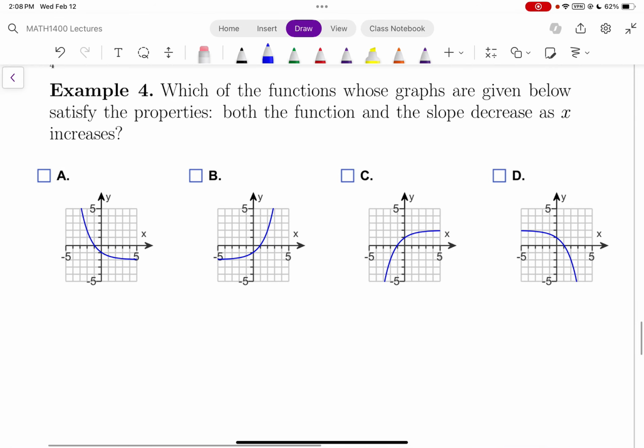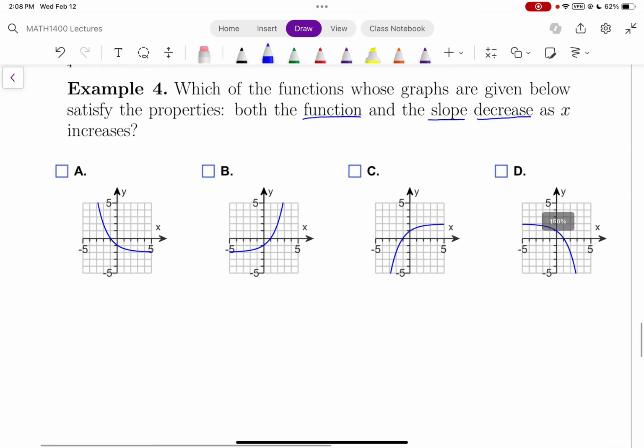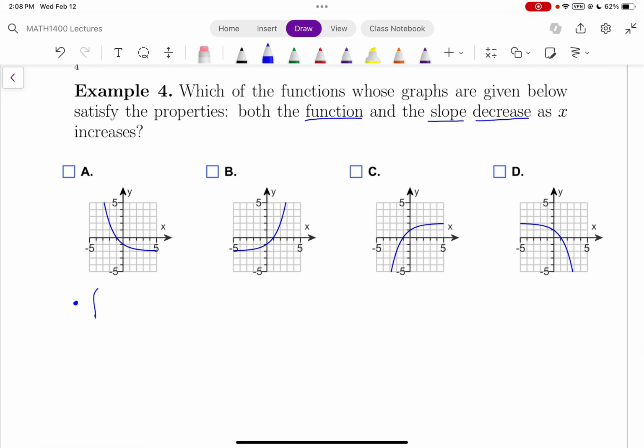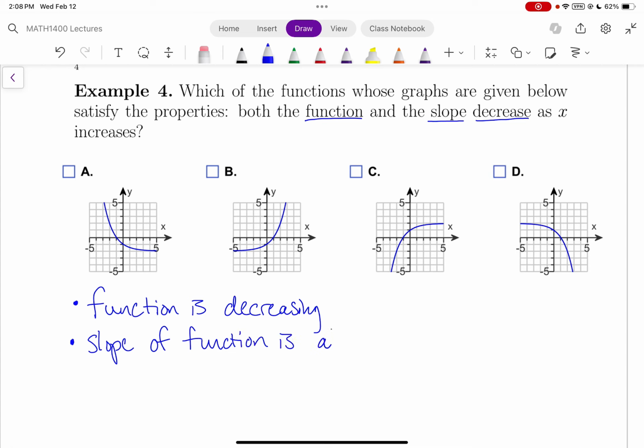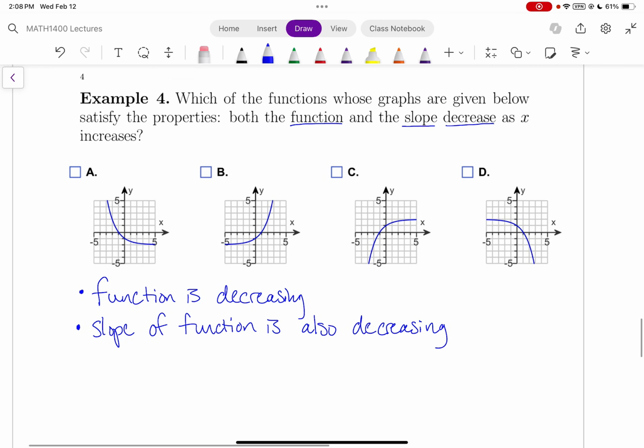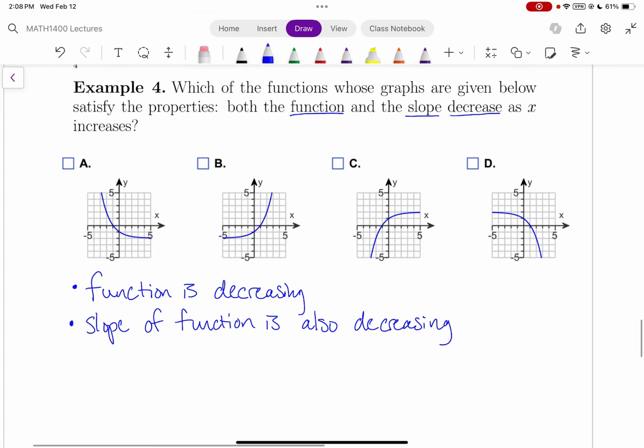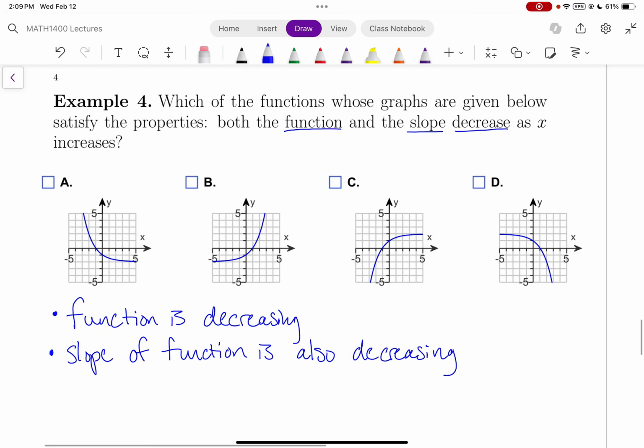we have a function where the slope and the function itself decrease. So we have two things. One is that our function is decreasing, and the slope of the function is also decreasing. And you might read that and be like, what is that talking about? That's the same thing, but it's not the same thing, and I'm going to try to explain that here by doing this problem.